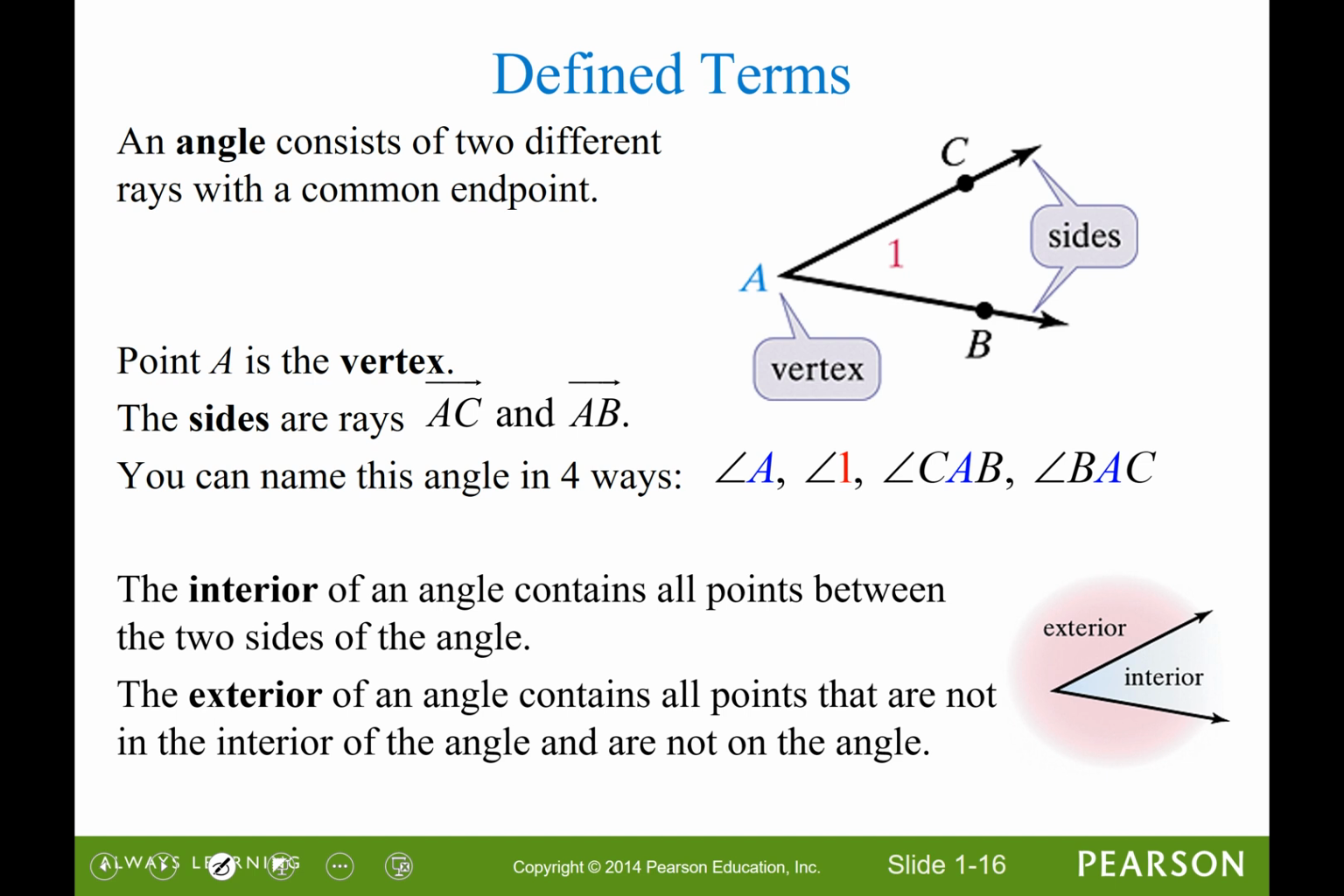The interior of the angle is part of a plane. It contains all of the points between the 2 sides of the angle. You can see this shaded here. And the exterior of an angle contains all the points that are not in the interior of the angle and are not on the angle either. So it would be this shaded region here.